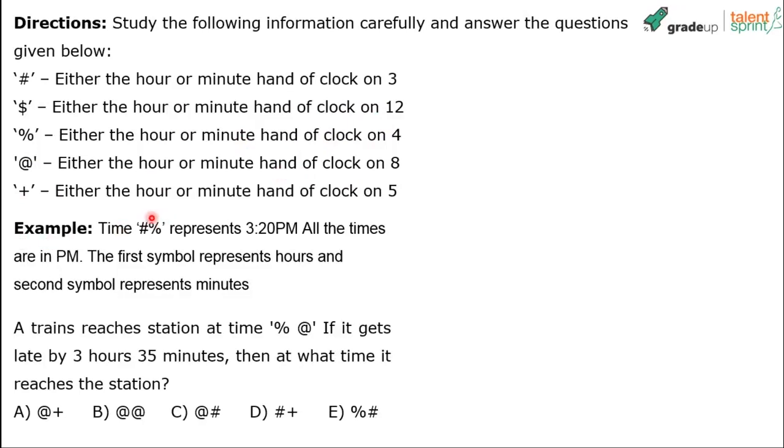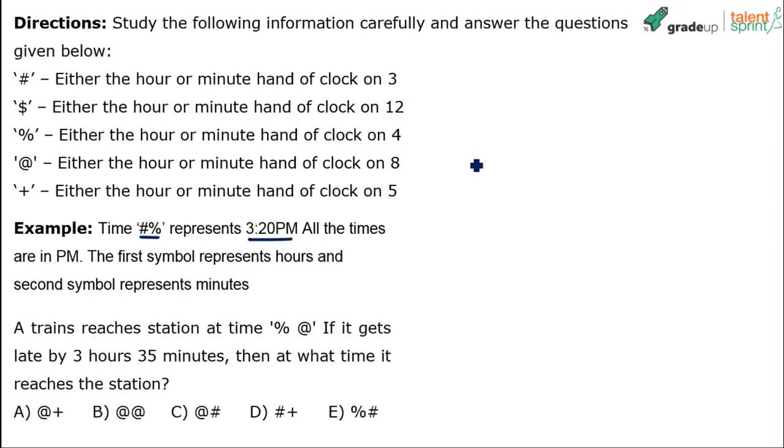Now there's an example given here. The time written as hashtag percentage represents 3:20 p.m. All the times are in p.m. The first symbol represents hours and the second symbol represents minutes. The point here is that in these types of questions, time will be represented using 2 symbols. The first symbol represents the hours and the second symbol represents the minutes. So for example, hashtag and percentage is equal to 3:20 p.m.